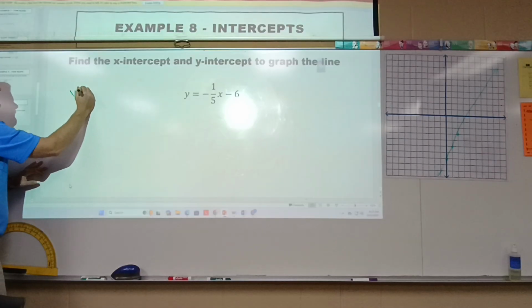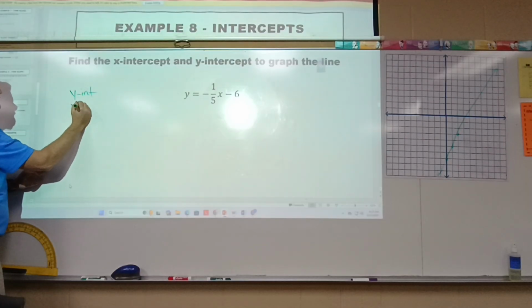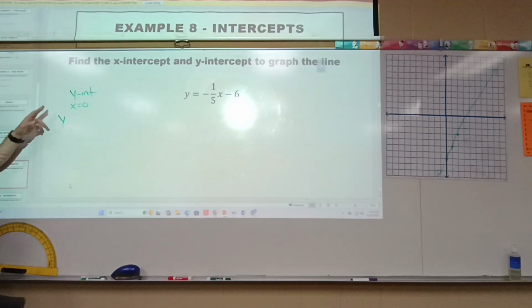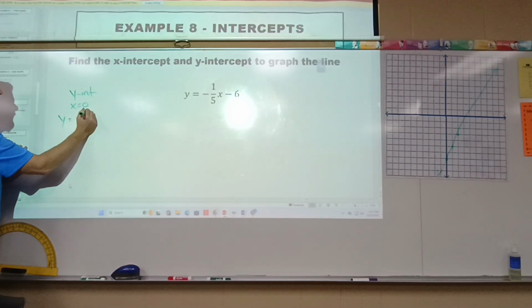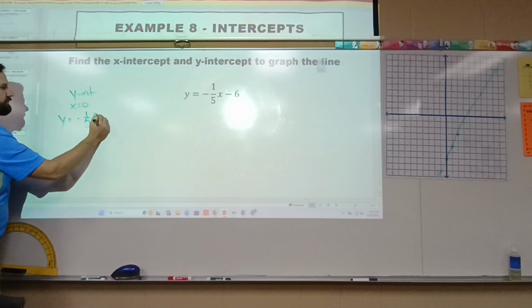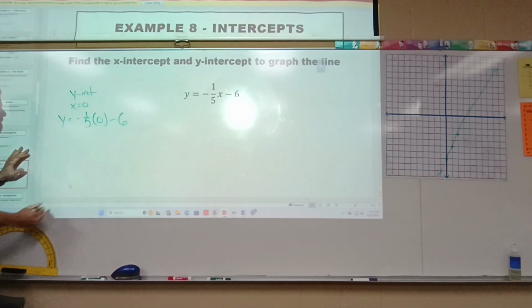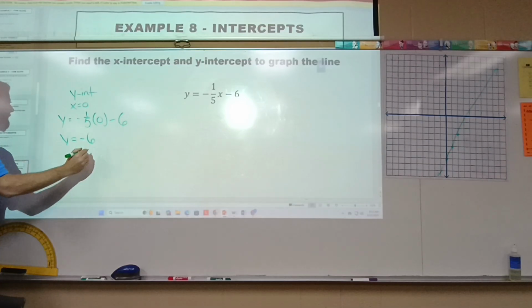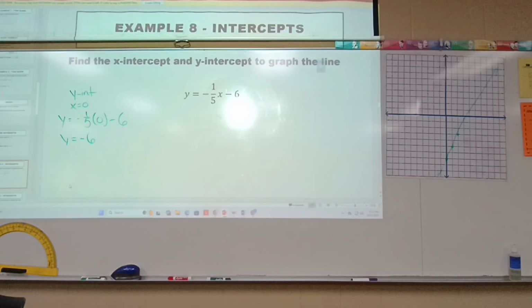To find our y-intercept, I'm going to say x equals 0, right? Because the intercept you're finding is the letter you're solving for. If you're solving for x, that's your x-intercept. If you solve for y, that's your y-intercept. So I'm going to do y equals negative 1/5 times 0 minus 6, right? So y equals negative 6. Again, I didn't have to show any work to do this problem. I'm just showing you the process, right?